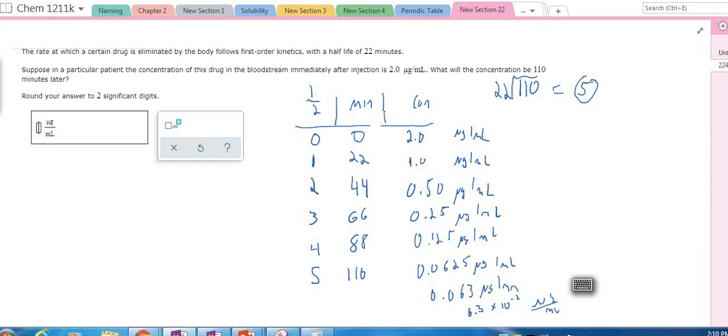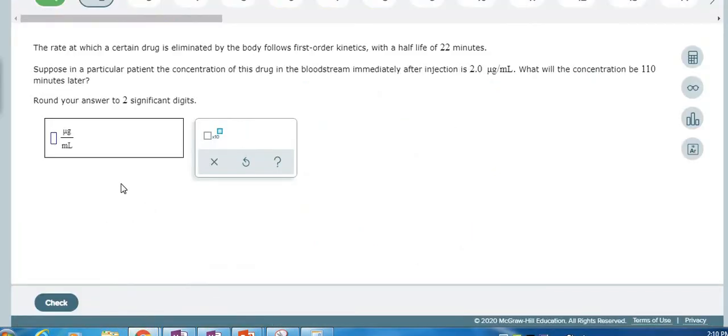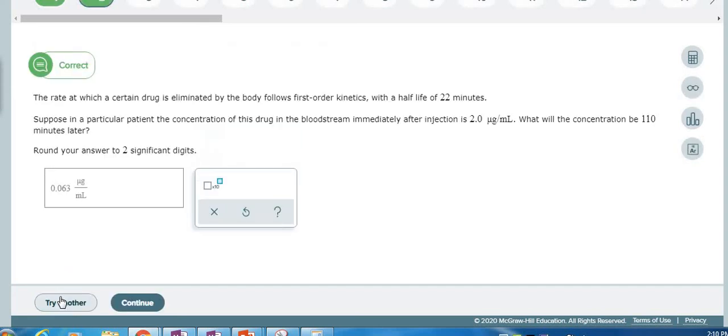Alright, so let's just head back to Alex, make sure we did this right. Okay, so if I put in 0.063 micrograms per mil, the units are already there for me. We should check that, and we should get the right answer for that. So that's one way that you can tackle these half-life problems in Alex that are generally going to give you half-lives that are going to be exact in this case.